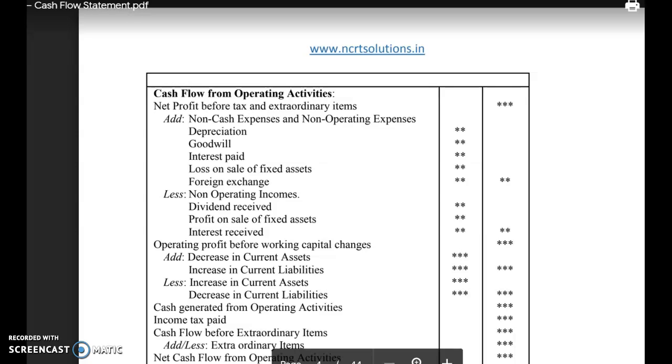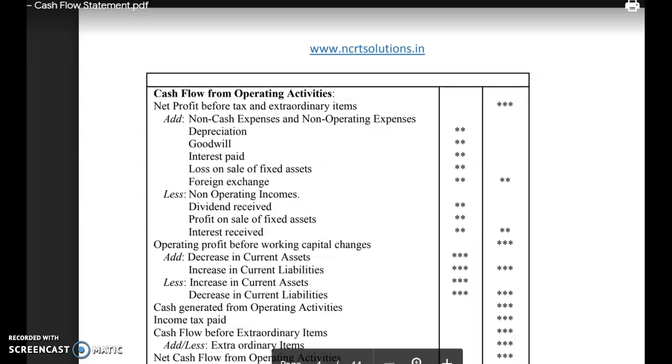We start with the net profit before tax and extraordinary items. We will discuss one by one all those items. Basically, cash from operating activities is divided into two parts. First, it relates to the non-cash expenses and non-operating expenses, and second part is associated with the changes in the working capital, that is the changes in the current assets and current liabilities over a period of time.